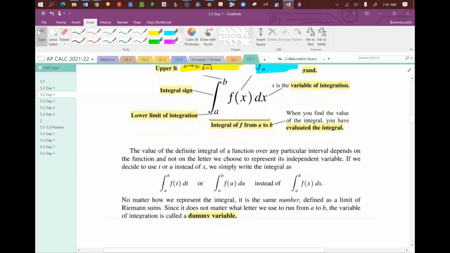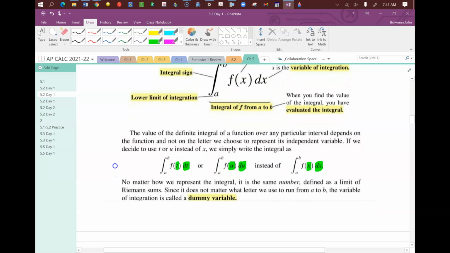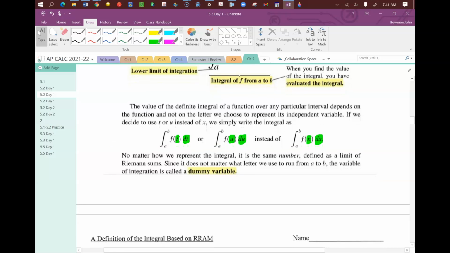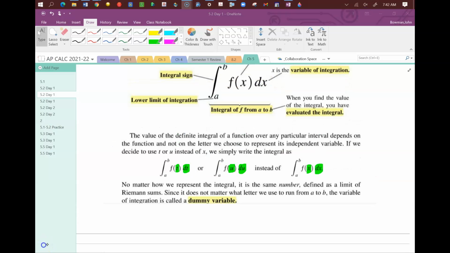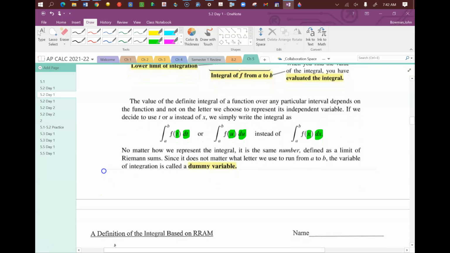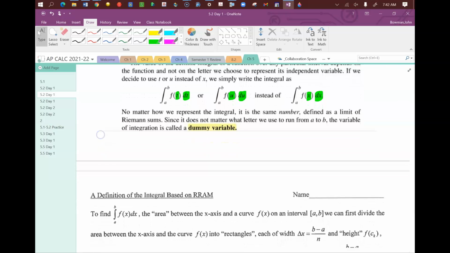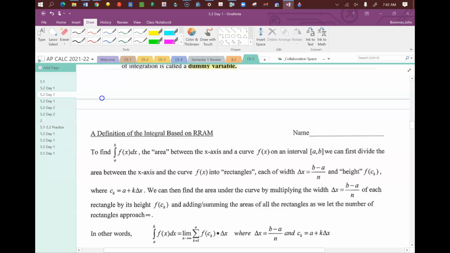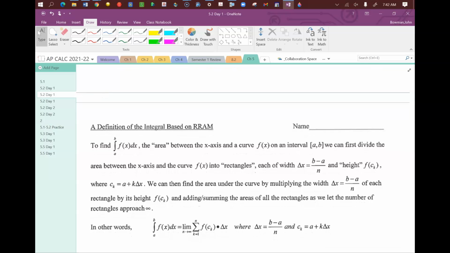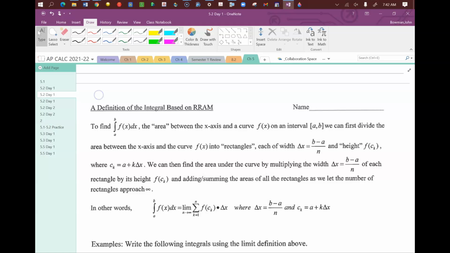Very briefly about this notation, which I'm going to highlight in green: the variable that you use does not matter, so you will see that changing. It's called a dummy variable. It still means the same thing: take the function and find the area between the function and the x-axis. So as you can recall from first semester, with the limit definition of the derivative, we have this limit definition of the area or the integral, and the College Board is going to assess you on that.